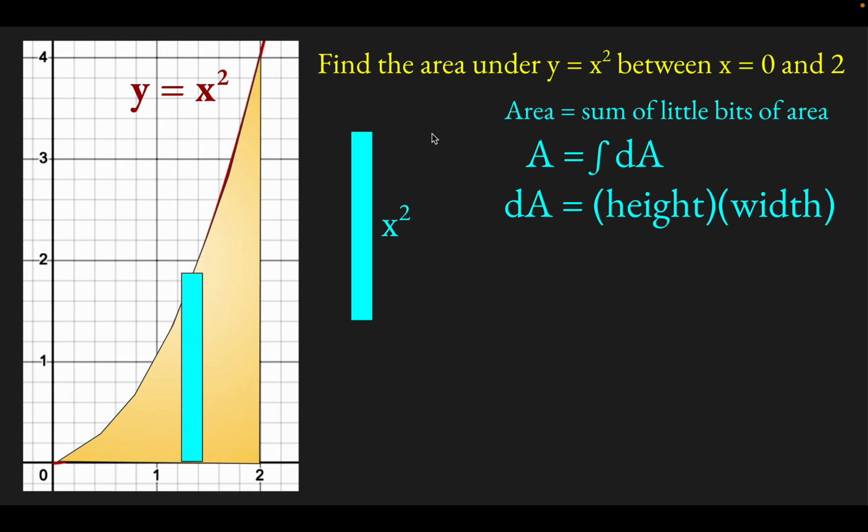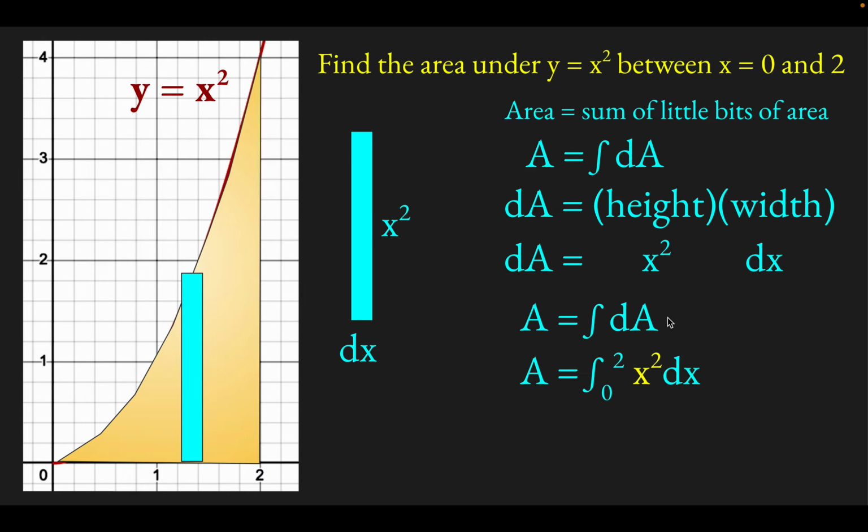Well, its height is the height of the function, x squared. That's how far up you go from the x-axis to meet the function y equals x squared. And its width is, well, infinitesimally small, and so we're going to call that dx. And so the area then is going to be the height times the width, or x squared times dx. Well, so then in order to find the total area, we have to sum up all of the x squared dx's. So that's what we're going to do.